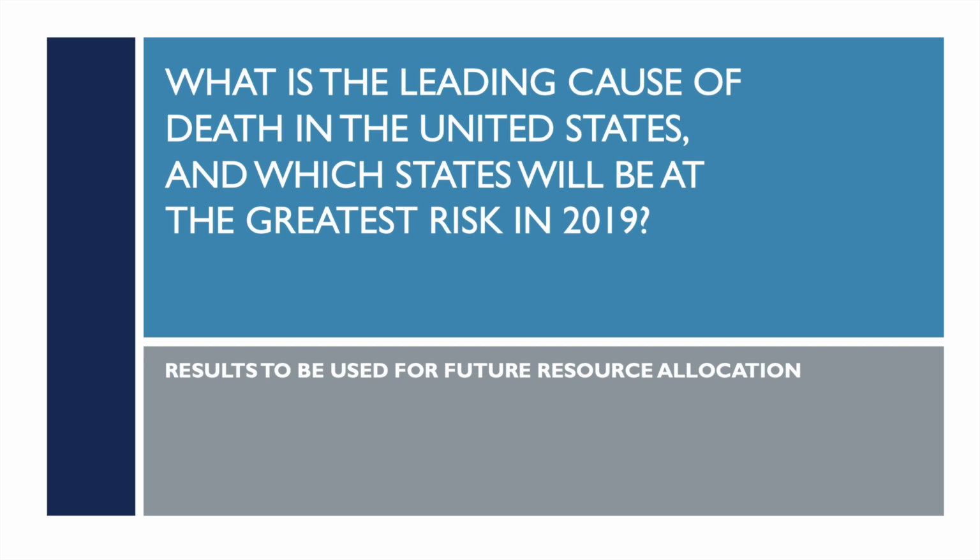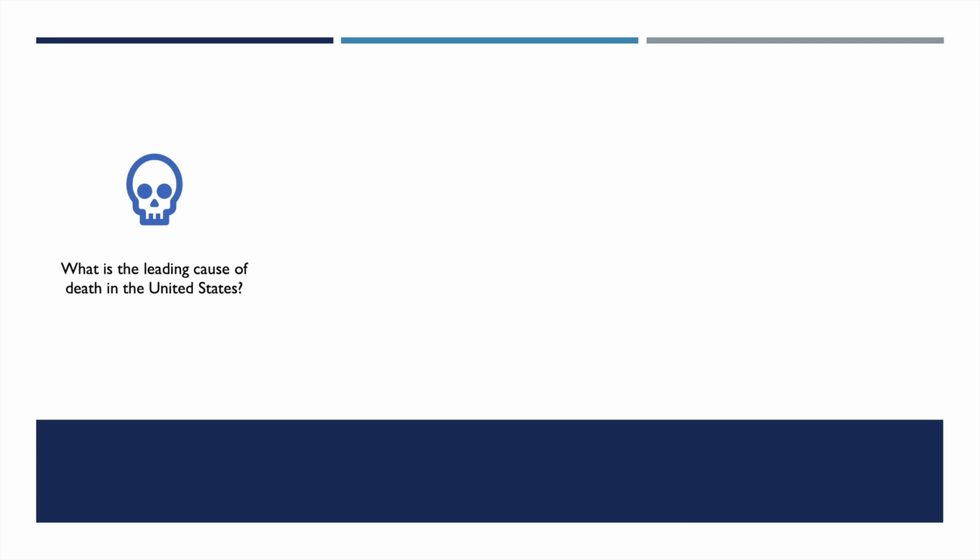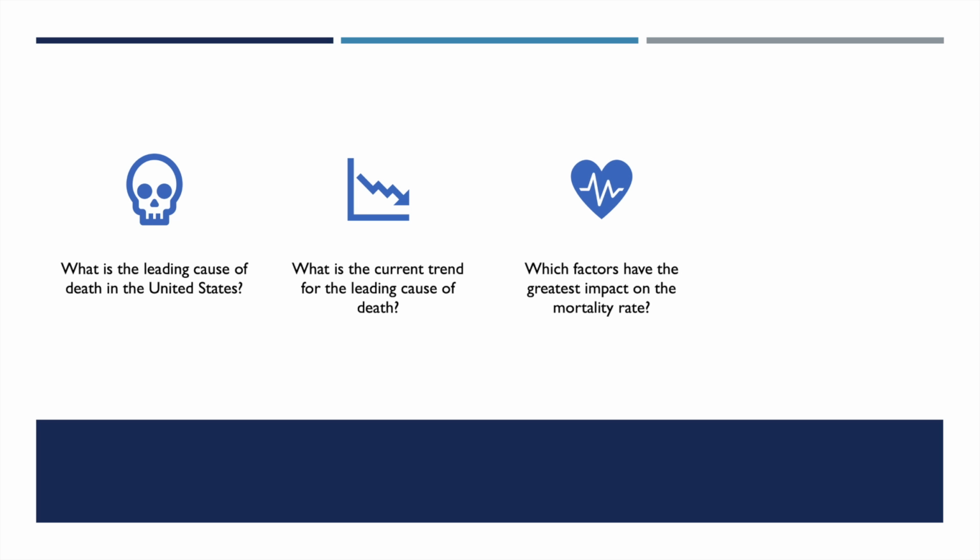In order to get there, it was determined that we really need to answer 4 primary questions. First, we want to know, what is the leading cause of death in the United States? Next, we will want to find out if the actual number of deaths per capita is trending up or down. We need to identify the primary drivers of this rate. And finally, we want to see if we can use this data collectively to identify high-risk states.